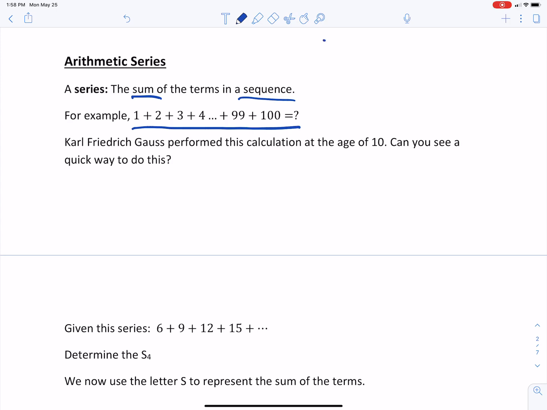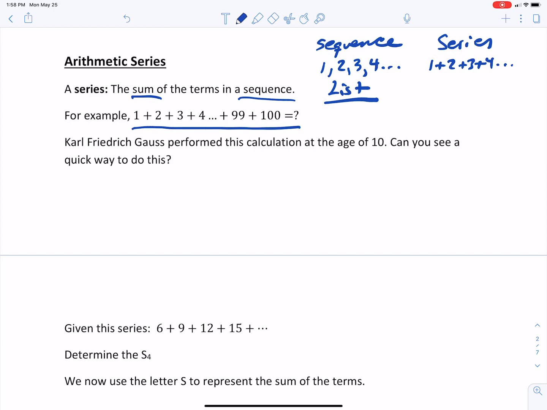So in a sequence, I'd have 1, comma 2, comma 3, comma 4, and so on. It's a list. Whereas a series, 1 plus 2 plus 3 plus 4, and so on, is a sum. Okay, so that's the thing I want to maybe write down in my notes and just keep track of. What do these words actually mean? And there you have it.